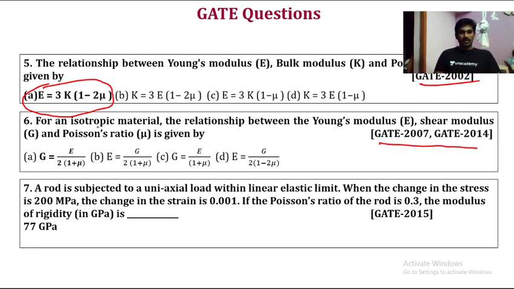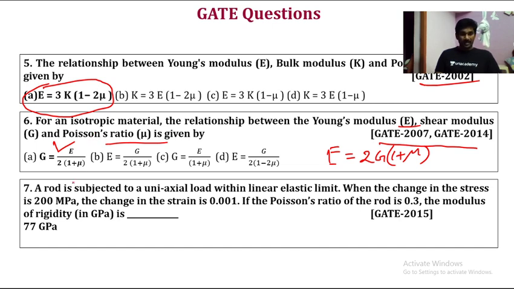For an isotropic material, what is the relationship between Young's modulus E, shear modulus G and Poisson's ratio mu? Very simple. It is just a modification of what we have already written 3-4 times here: E is equal to 2G(1 plus mu). Just reorient it: G is equal to E by 2(1 plus mu). So this is the correct answer for the question.